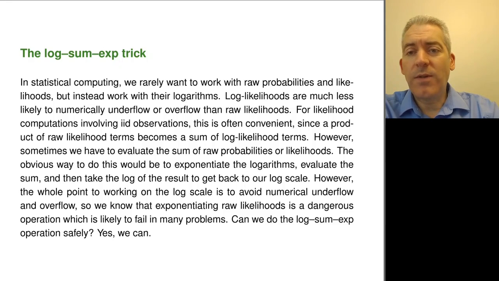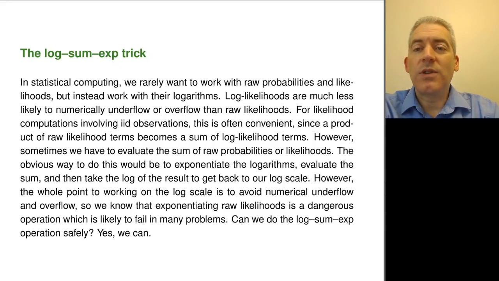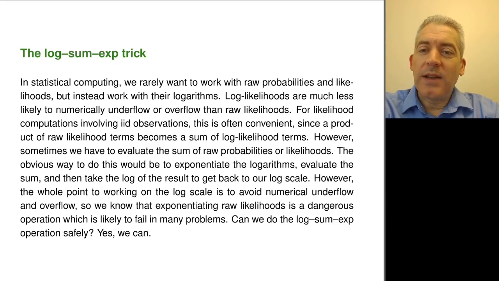We always, wherever possible, try and work with log probabilities and likelihoods, because they work much better in conjunction with floating point. Adding up log likelihoods is a much safer operation than multiplying together raw likelihoods. However, if we find ourselves needing to sum some raw probabilities or raw likelihoods, then how do we do that? Well, in principle, we exponentiate those log probabilities, we add them up, and then we probably want the log of the result again. So we can take the log of the result, that's not a problem.